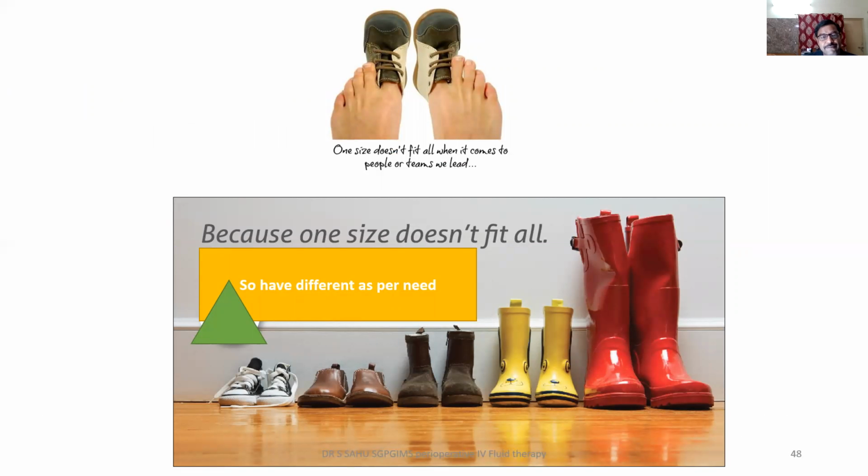So very right, one size doesn't fit well; we should have different sizes for different types of patients, high risk or low risk, long duration surgery or short duration surgery, more fluid shift, less fluid shift, more blood loss, less blood loss, big open surgeries, or long laparoscopic surgeries. Because sometimes they say laparoscopic, but it is like 12 or 24 hours when a new surgeon starts laparoscopy.